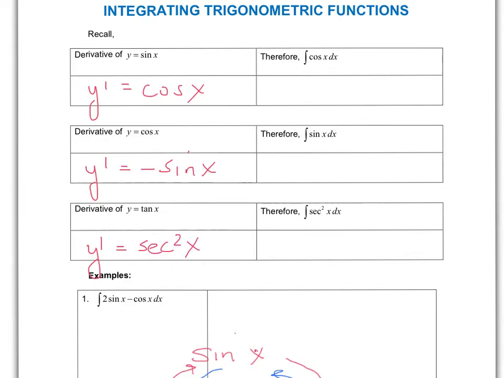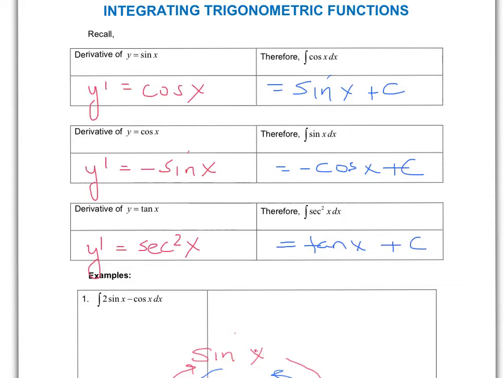So using that information, I'm going to go backwards now and understand that the antiderivative of the cos function gives us sine x, remember the plus c, and then the antiderivative of the sine function is equal to minus cos x plus c, and that the antiderivative of the secant squared function is the tan function plus c. So we're going to try some examples.